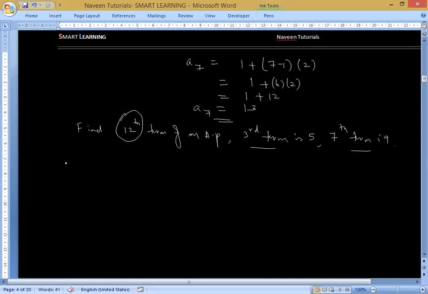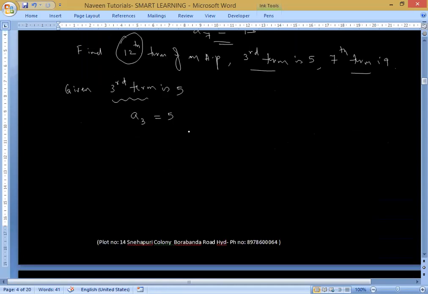First you have to write what is given. Given third term is 5. How will you write the third term? The third term is written as A3, so A3 is equal to 5. Then A3 can be written in the form of A plus 2D, so A plus 2D is equal to 5. Then again, the seventh term is A7, and A7 is 9. A7 will be written in the form of A plus 6D, so A plus 6D is 9. I'm considering these as the first equation and second equation.